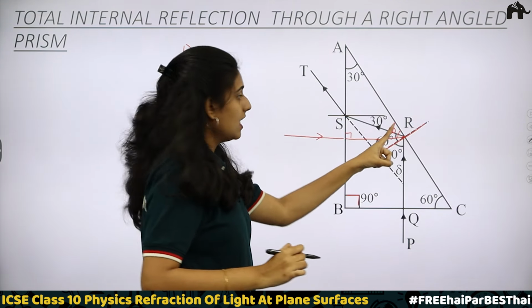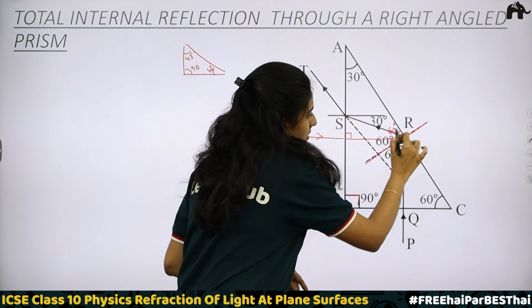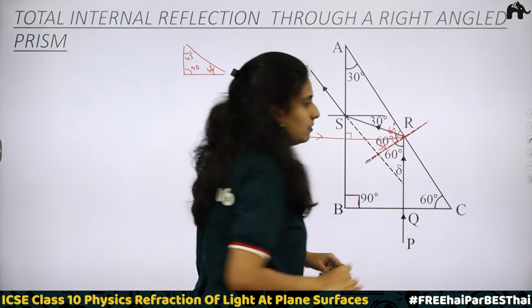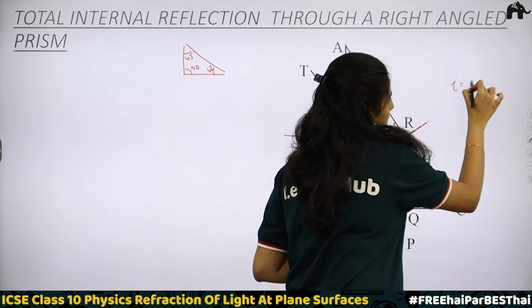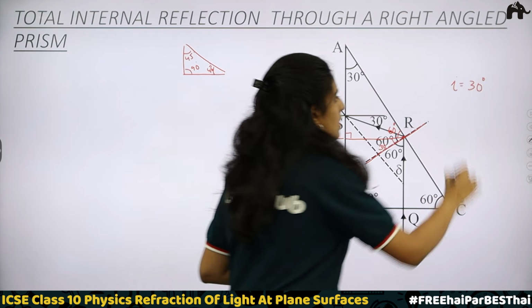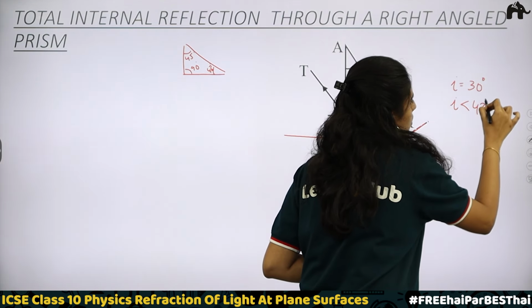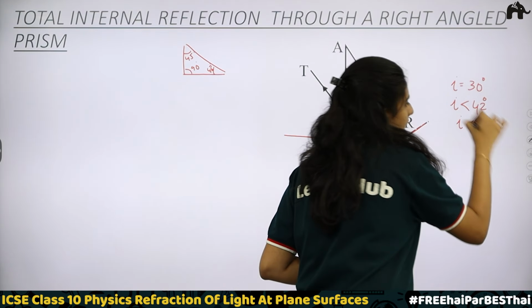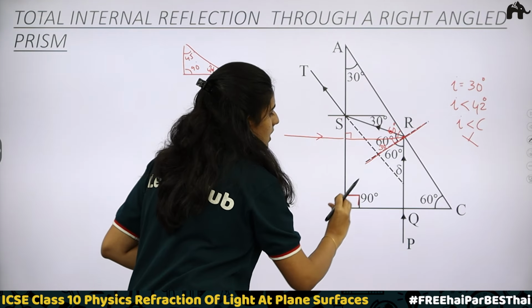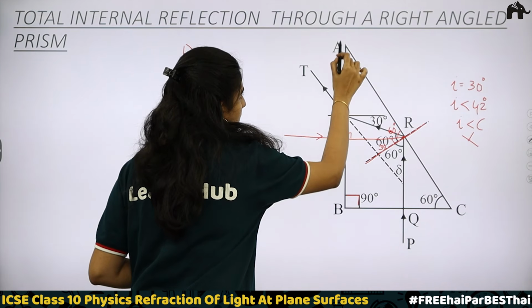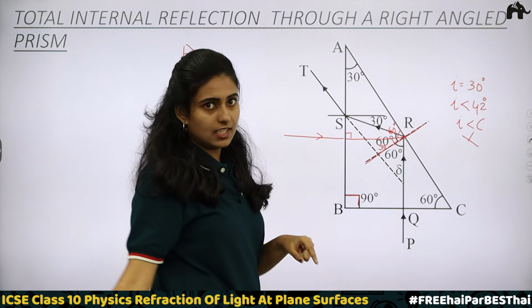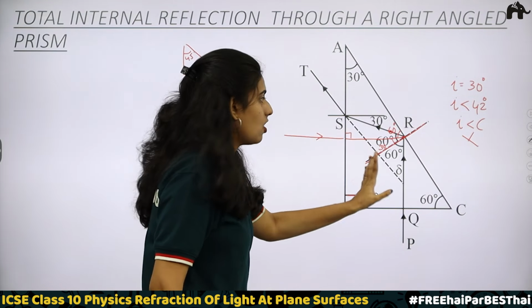This part is 60 degree. If this part is 60 degree, here the total, because of the normal, will be equal to 90 degree. This small portion should be 30 degree. Angle of incidence is 30 degree. If angle of incidence is 30 degree, can total internal reflection take place? No, right? Because the angle of incidence is less than 42 degree, the critical angle. There is no total internal reflection taking place. So in case of a right angled prism, if you are considering the face AB where the angle is 30 degree, total internal reflection will not take place.